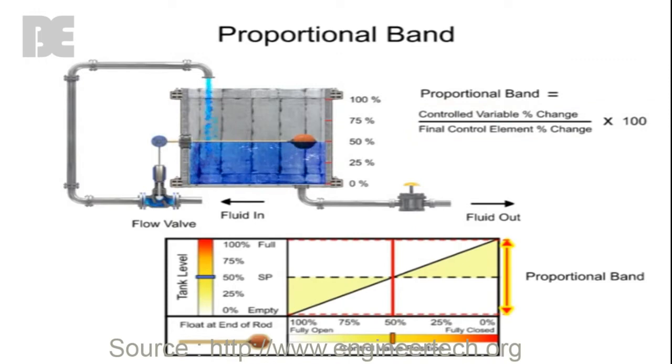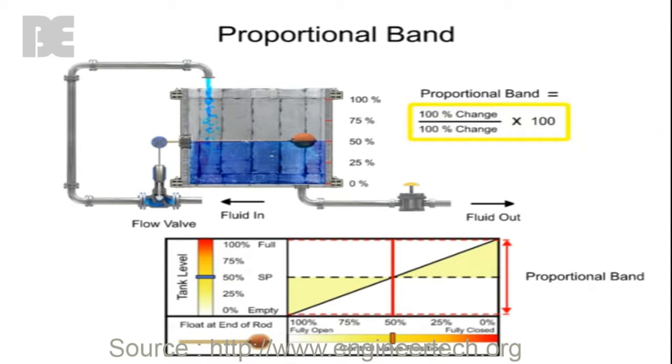The width of proportional band determines how much of a controlled variable change is required to cause the final control element to move by a determined amount. By placing the float on the end of the rod, the fluid level has to change 100% to cause the final control element to change 100%.